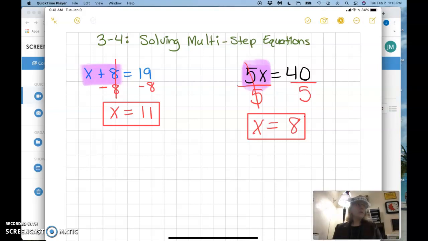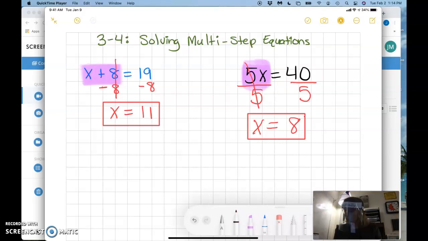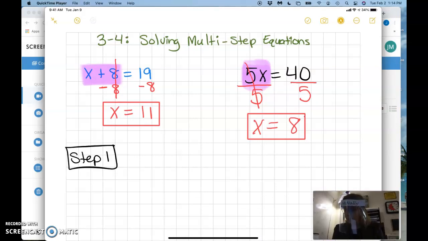So now we're going to put these two things together and we're going to solve multi-step equations, or sometimes you'll see it called two-step equations. There are a couple of notes I want you to take before we start. When you are solving a multi-step equation, most of the time, step 1 is add or subtract. Write this down.